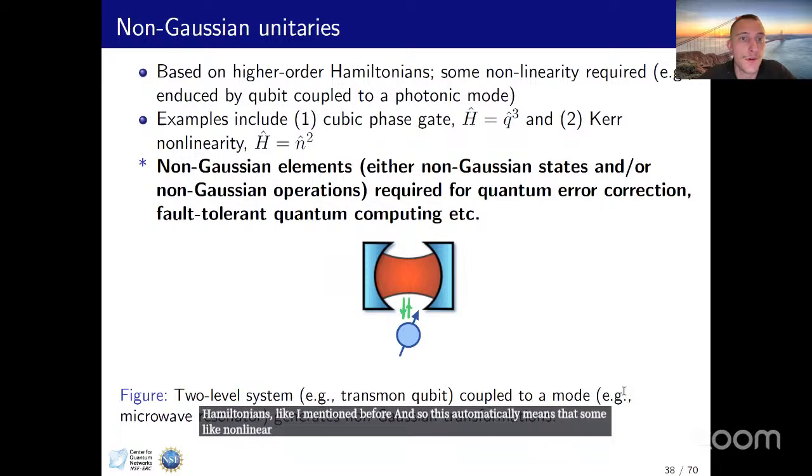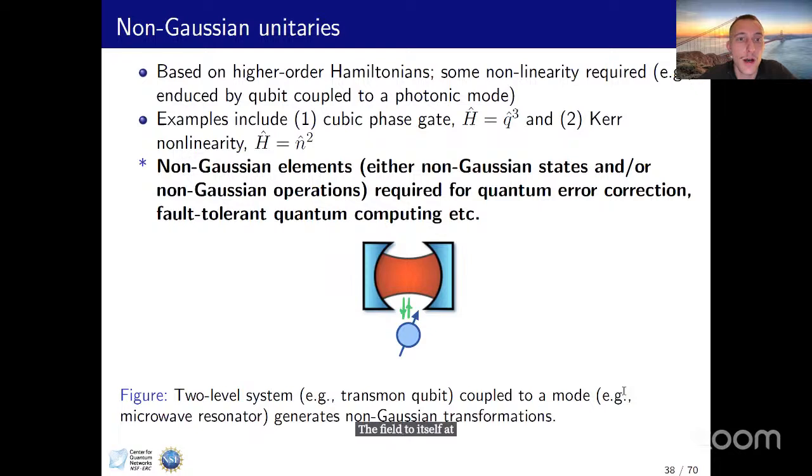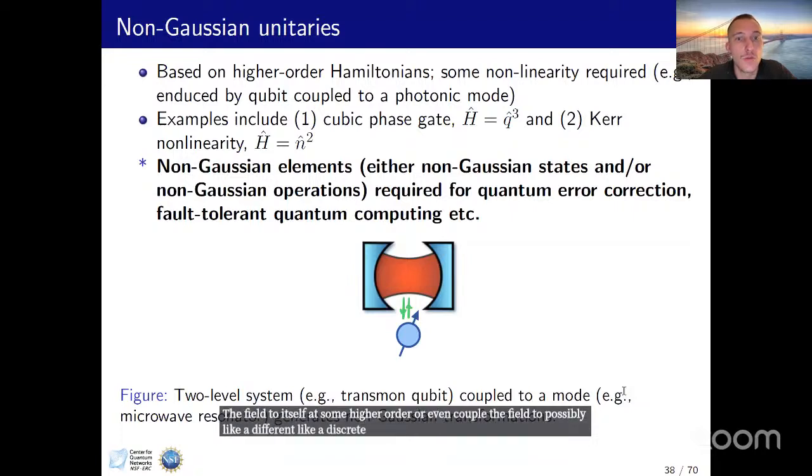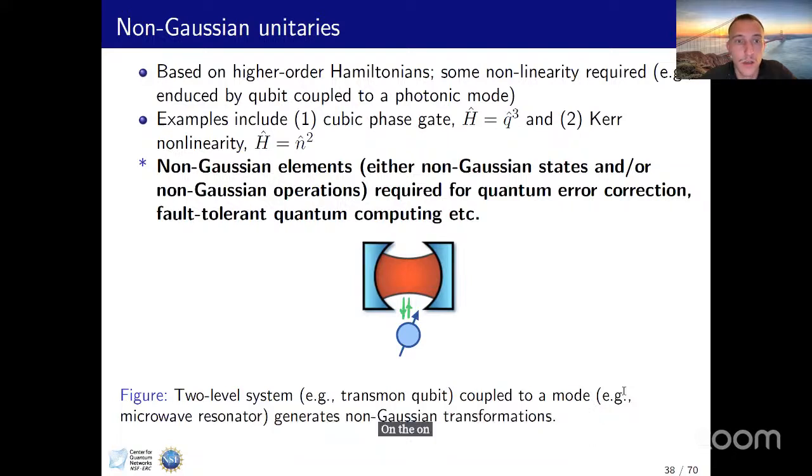So you need to couple the field to itself at some higher order, or even couple the field to possibly a discrete system, like a qubit system, in order to induce a nonlinearity on the system of interest. Some examples include the cubic phase gate and this Kerr nonlinearity, which goes like n squared.